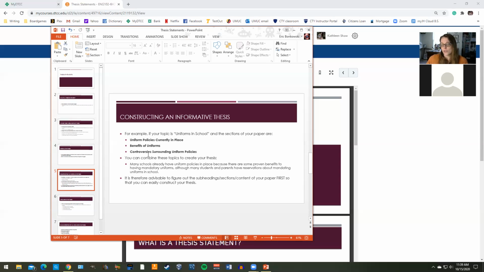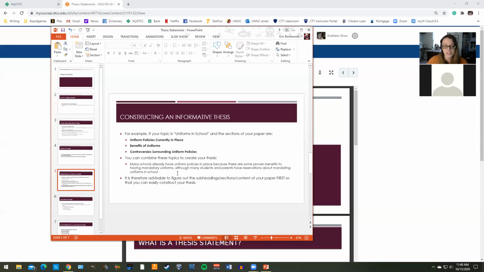And then I'm going to tell you what some people consider to be the benefits and some of the things that people take issue with. I'm just giving an overview of the whole subject. So what I'm going to do for my thesis statement is combine all three of those things. And here's my thesis statement. Many schools already have uniform policies in place because there are some proven benefits to having mandatory uniforms, although many students and parents have reservations about mandating uniforms in school.